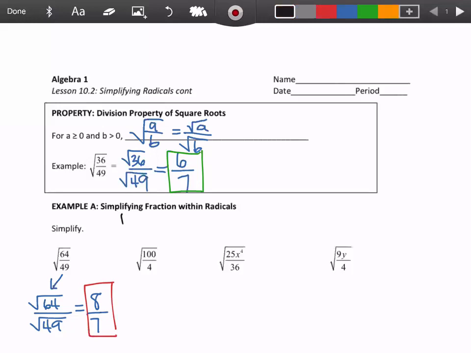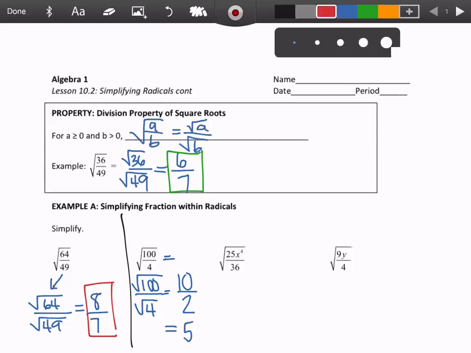So let's do the same thing with 100 over 4. We have the square root of all of that, so we can separate it into the square root of 100 over the square root of 4. Square root of 100 is 10. And then the square root of 4 is 2. And that one we can simplify because it simplifies to a whole number. 10 halves is another way of saying 10 divided by 2. And 10 divided by 2 is 5. Our final answer there would be 5.